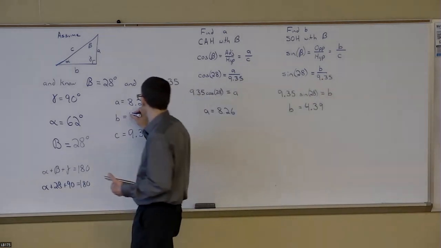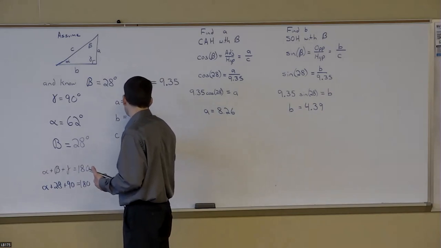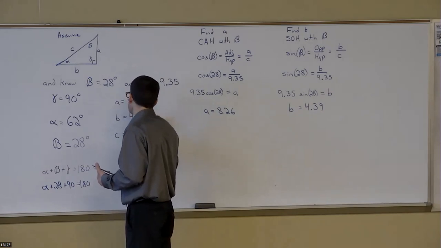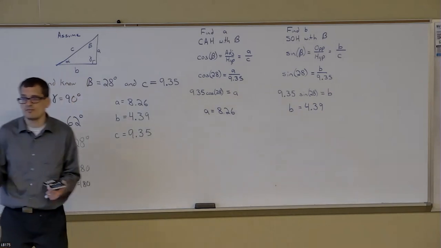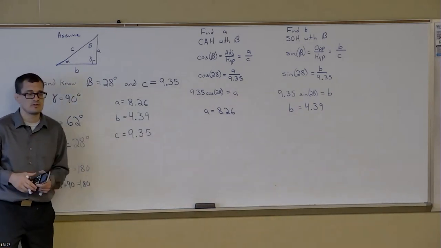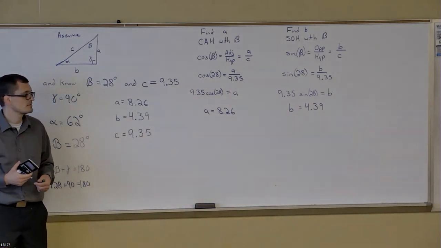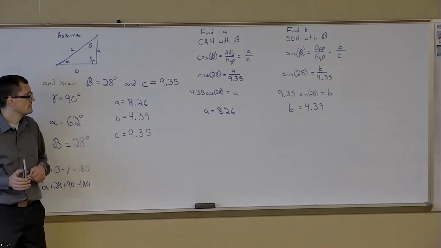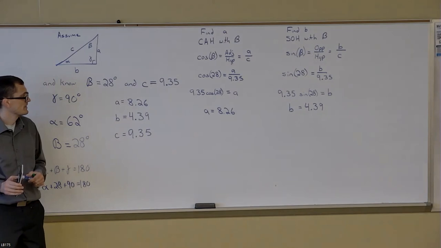If you would have used the Pythagorean theorem, you might have gotten 4.38 or 4.40 with the Pythagorean theorem. So there you go.